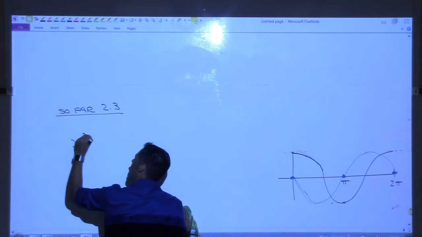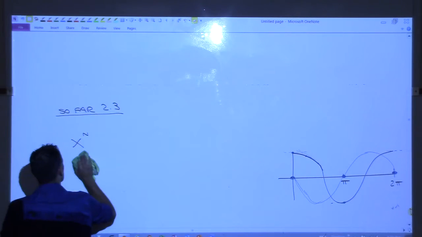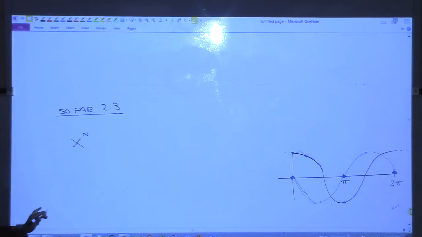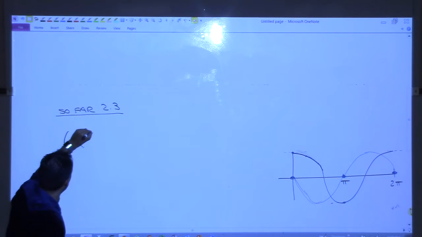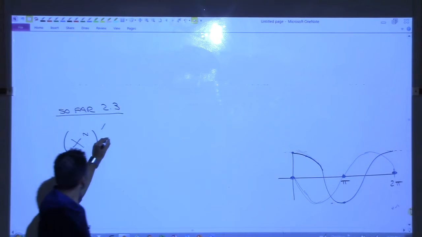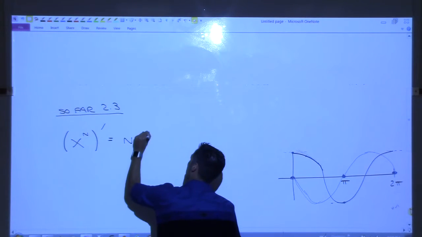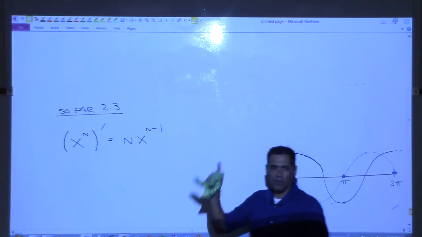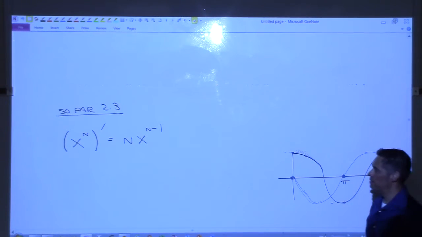So from 2.3 today, so far, here's what we have. If you have x to the n, and you take its derivative, I'm going to write it this way. If you were to take that and take its derivative, what would the answer be? n x to the n minus 1. That's our first formula, and we love it.